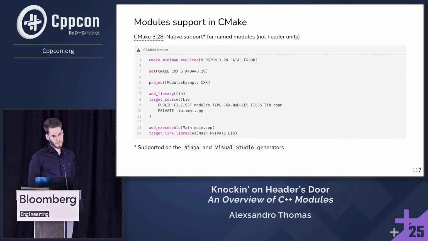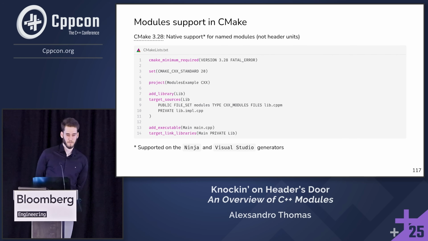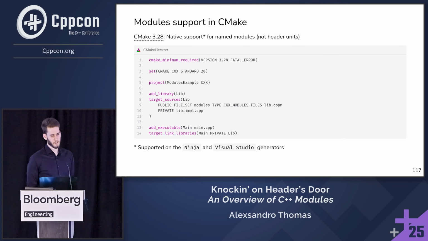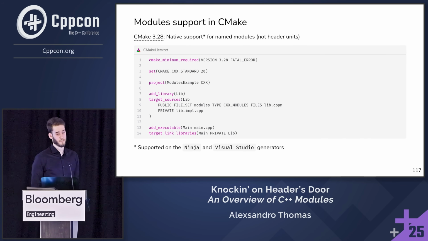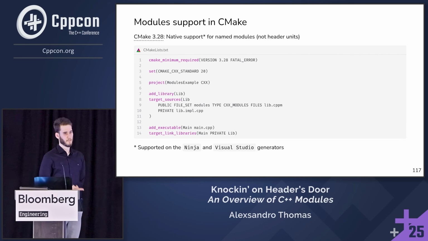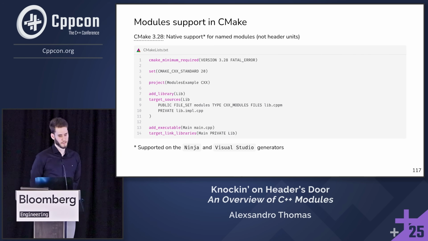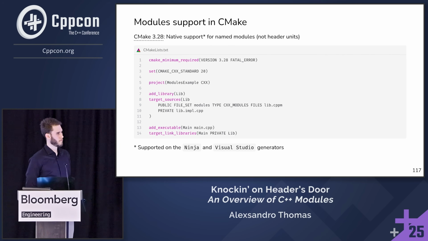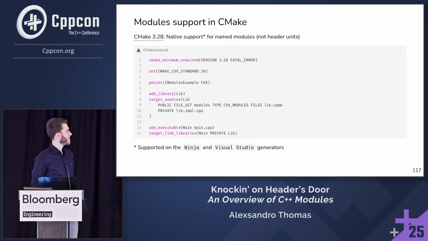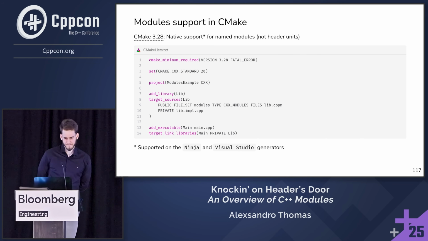And we can take a look at, for example, how CMake does that, which in version 3.28, they added native support for named modules. Not really header units, so if you want to use that, you have to add support for yourself. And that's supported on both the Ninja and Visual Studio generator. So rest in peace, Makefiles, but at least you get support for something.